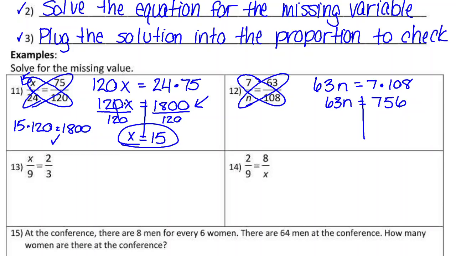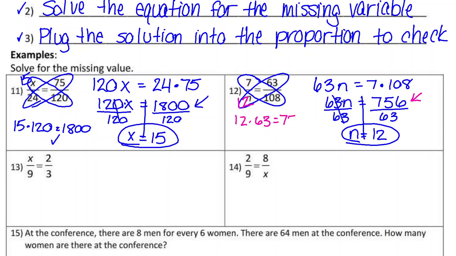Remember, I have to do the inverse operation with this 63 and the n. They're stuck together by multiplication. My inverse is division. Divide by 63 on both sides. I'm left with n is equal to, when I divide that, I get 12. You can check it by plugging 12 back in, and change the color so you can see. 12 in for n. So if I do 12 times 63, I should get that 756. If you type that into your calculator to check it, you do get 756, so you got it right.